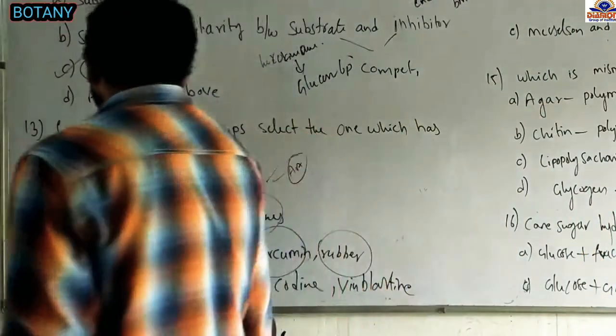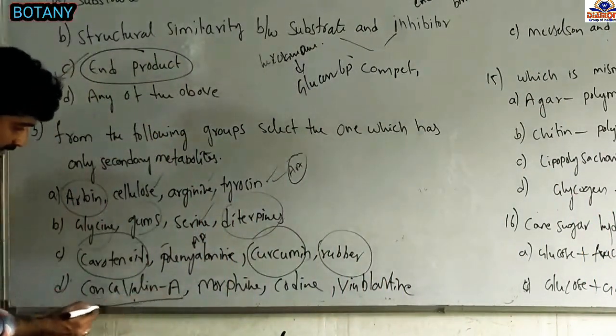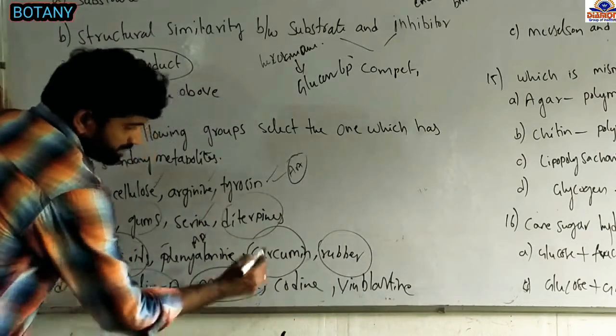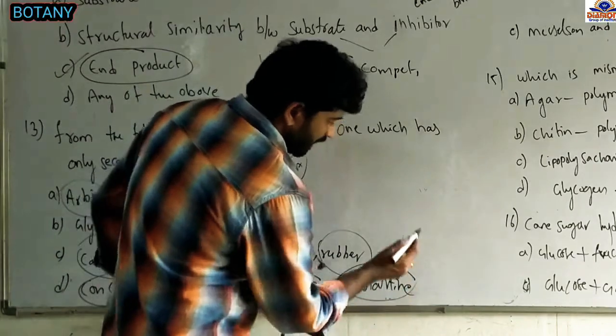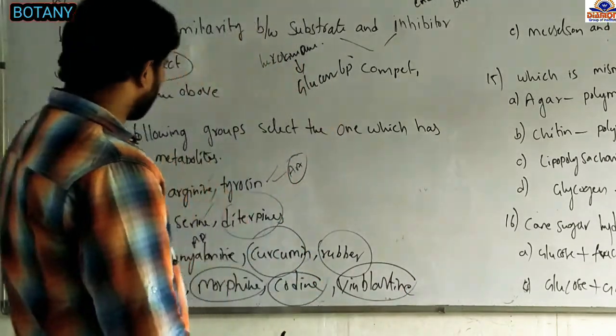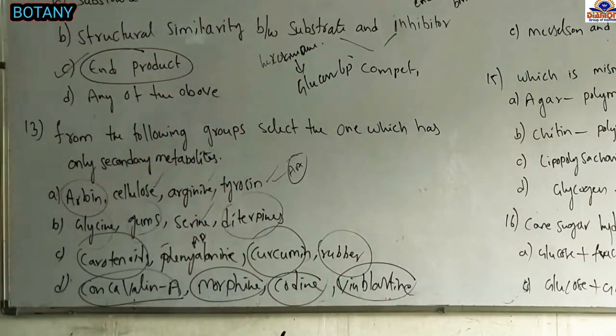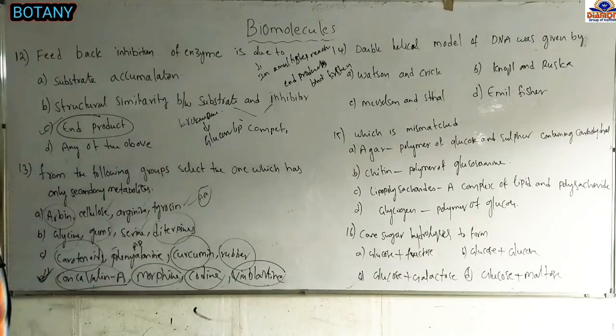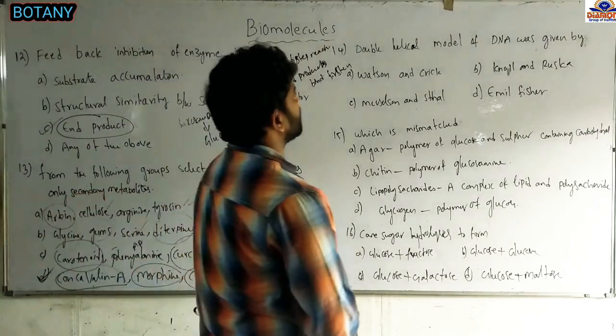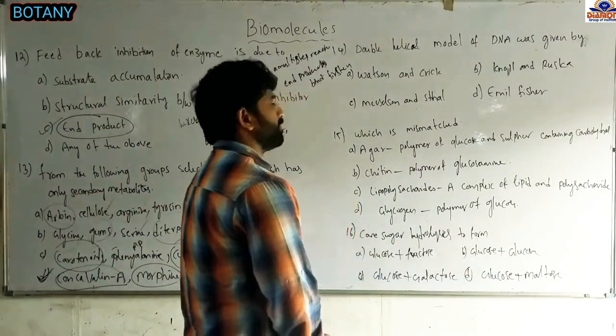And option D: concanavalin A is a secondary metabolite, morphine is a secondary metabolite, codeine is a secondary metabolite, and vinblastine is a secondary metabolite. So out of the four options, based on the elimination method, option D contains all four secondary metabolites only. So the option containing only secondary metabolites is D. The next question: the double helical model of the DNA was given by.